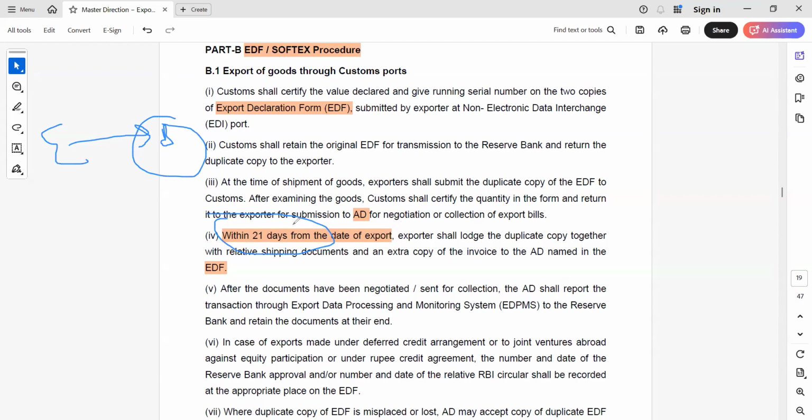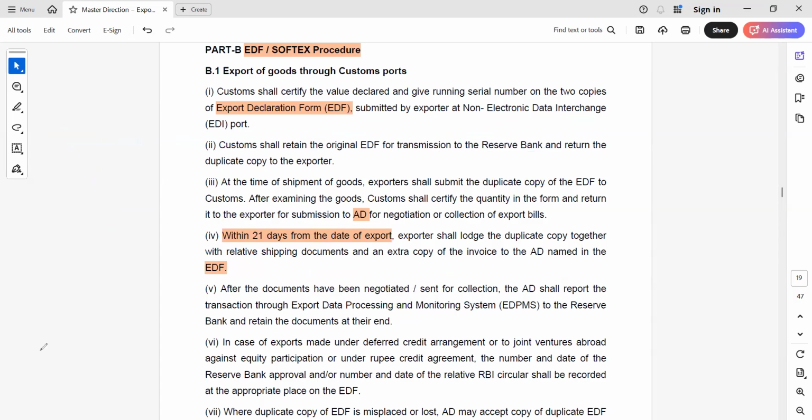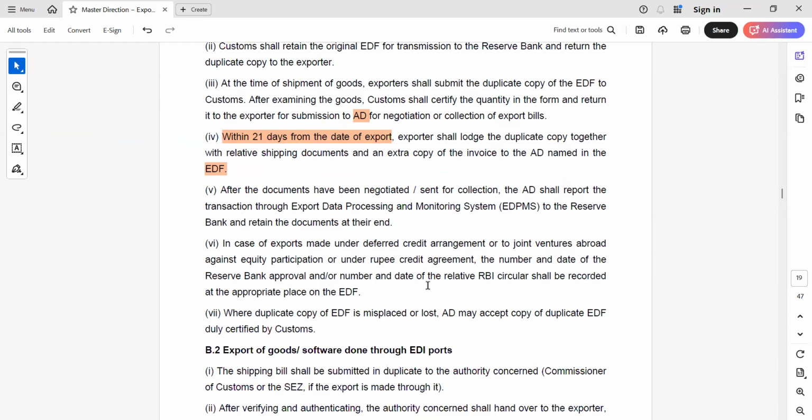Okay, and within 21 days he has to give, and then the bank can directly send for collection or they will do negotiation. In negotiation, they will purchase the bill from the exporter, give the money to the exporter, and then the bank will send the documents to the overseas bank, and from the overseas bank they will receive the payment on the due date. Okay, so this is the process that is discussed here, and that is to be reported in EDPMS. The bank will report this data in EDPMS.